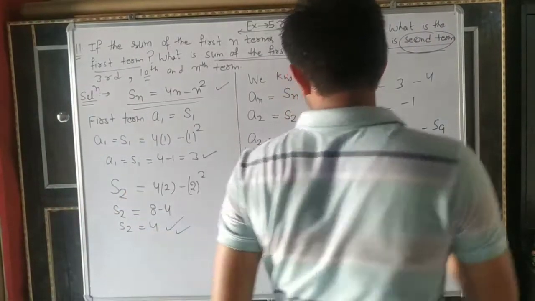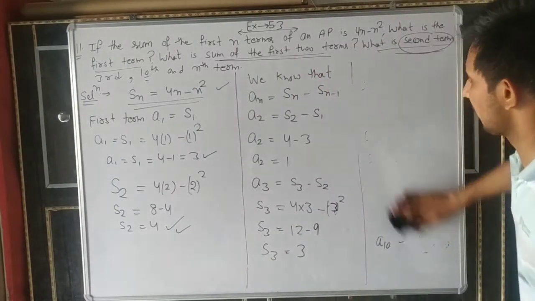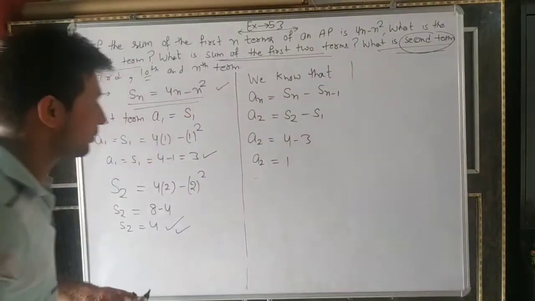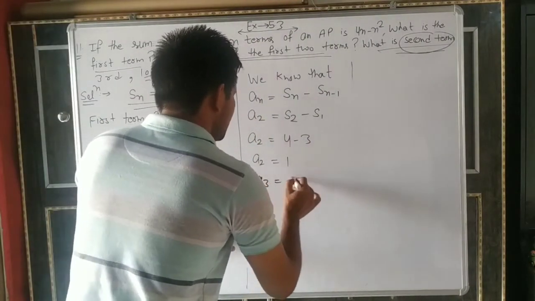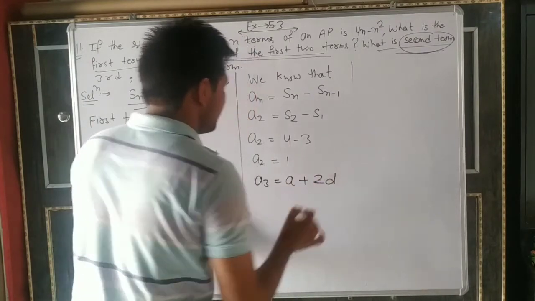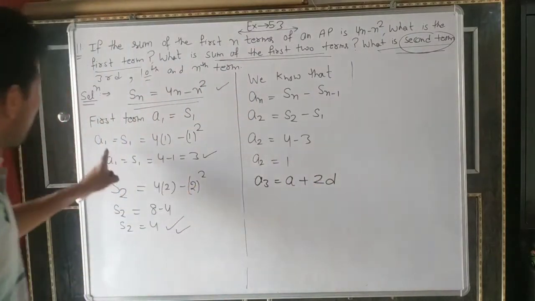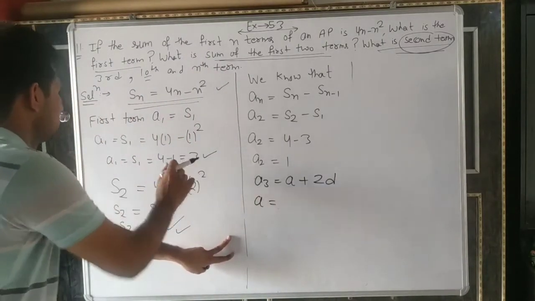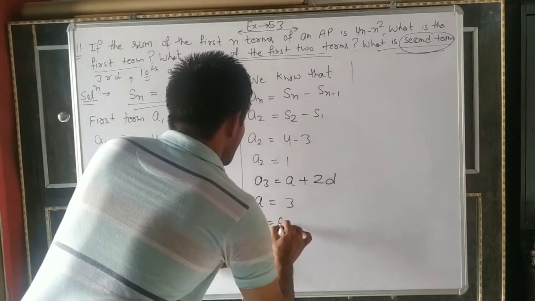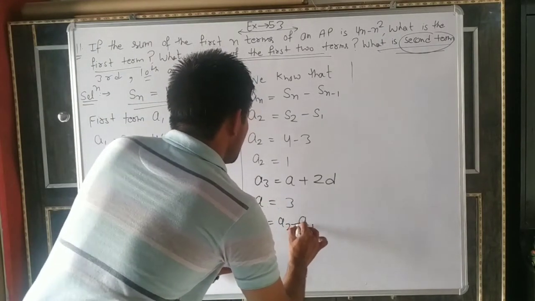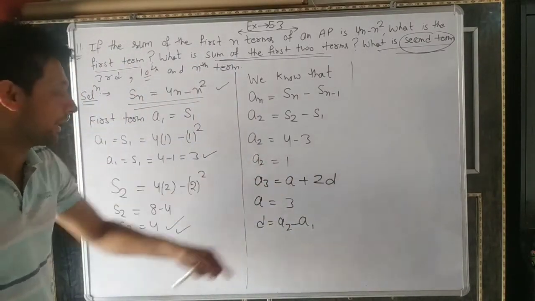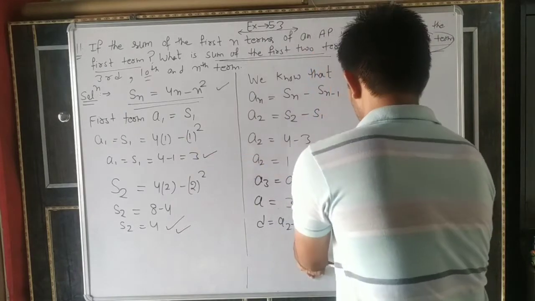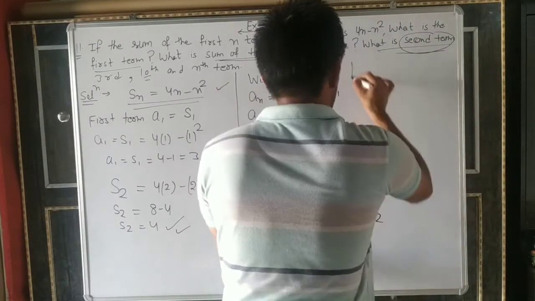Otherwise, you can use this one also. If we want to find A3, you can find it by this formula also. A3 is A plus 2D. So we need A and D. Everyone knows what A is? First term. A equals 3. And D, how to find? A2 minus A1, because the second term we already found. A2 is 1 minus A1, which is 3. So D is minus 2.